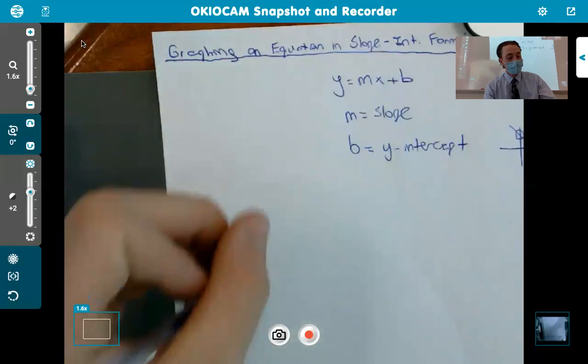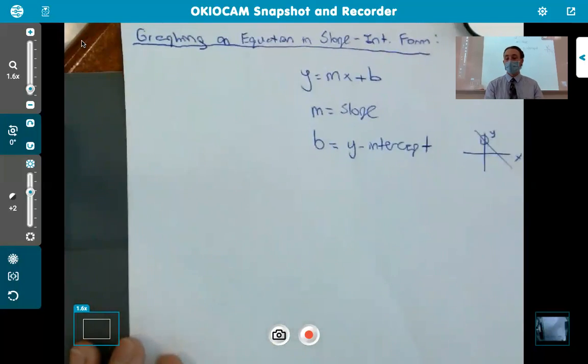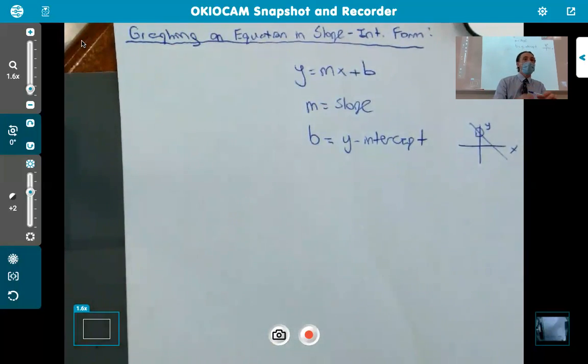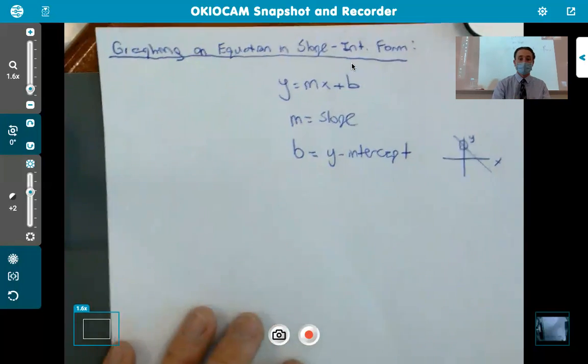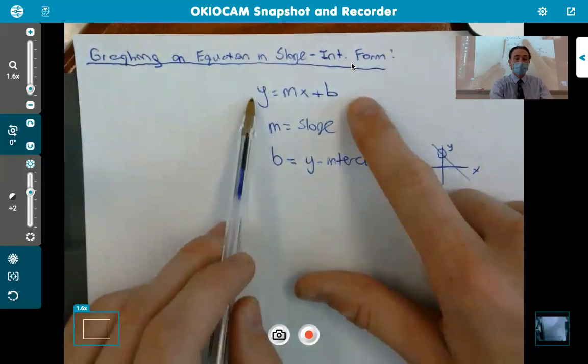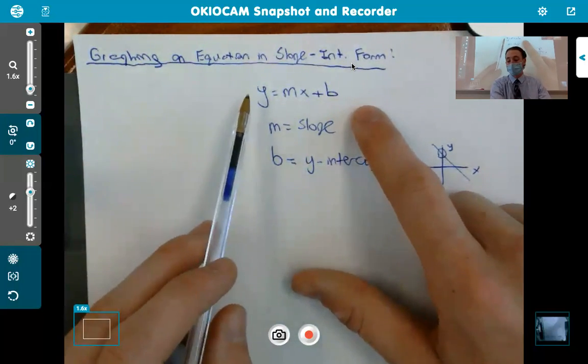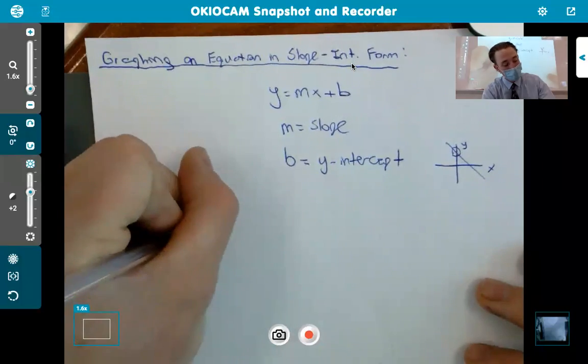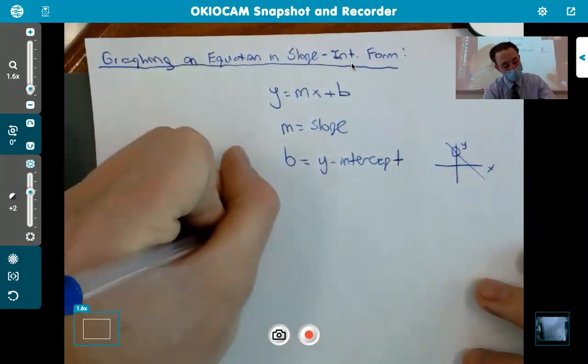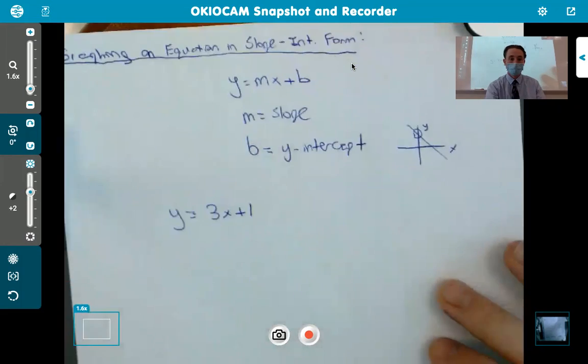So what I want to do first, before we get into actually graphing, is write out two equations, and I want us to identify the slope and the y-intercept given that equation. It's going to be written very similar to this, except now we're going to introduce numbers. So say I have y equals 3x plus 1.